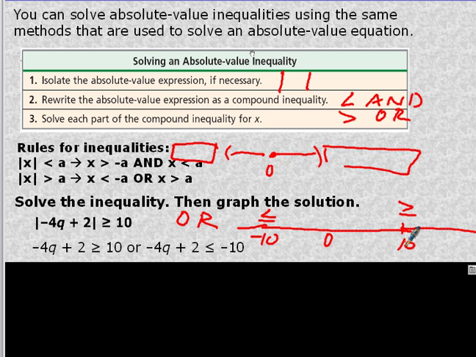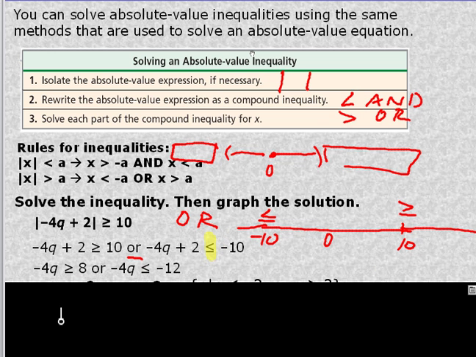So notice what happened here. We rewrote it as our disjunction because we know it's a greater than. So we have negative 4q plus 2 is greater than or equal to 10, or negative 4q plus 2 is less than or equal to negative 10. So we had to switch the direction of the inequality for the negative value because we're going in the opposite direction. And now we just solve.